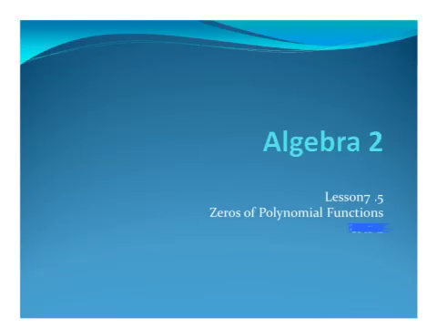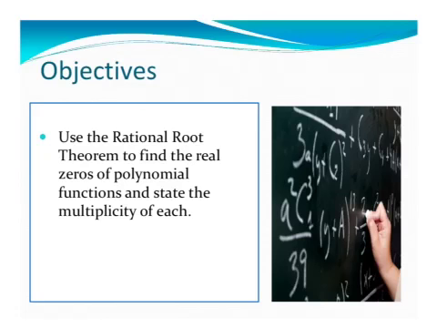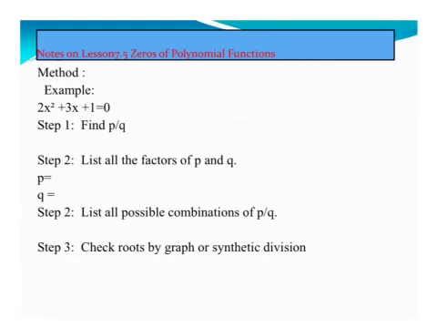In this part of 7.5, we'll be using the rational root theorem to find possible zeros of polynomial functions. So in this example, we want to use the rational root theorem to find our possible zeros of a polynomial function. So possible ones. They could be the zeros, they might not be. We're going to test them later.